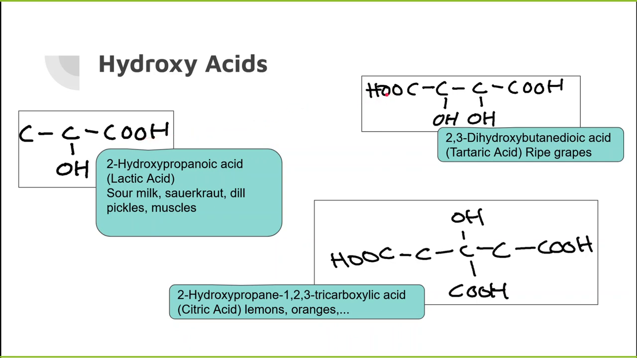Here we've got a dicarboxylic acid with 2 hydroxy groups. This is 1, 2, 3, 4. So it's going to be butane dioic acid. And then your hydroxys are on the second and third carbon. So this is 2,3-dihydroxybutanedioic acid. This is commonly referred to as tartaric acid, which is the taste you get from overly ripe grapes.